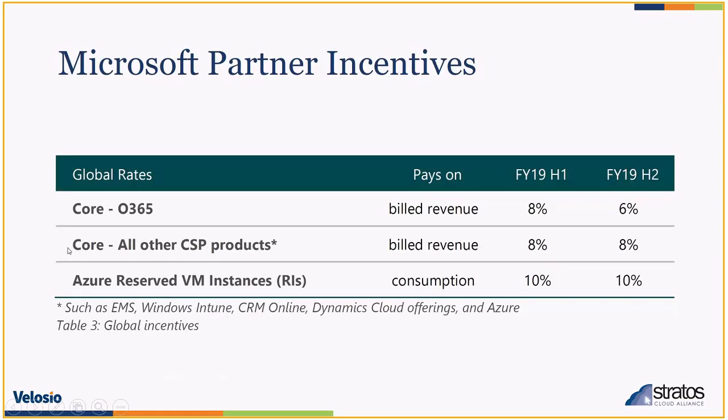The benefits that partners receive: an additional 8% on the core Office 365 offerings, and an additional 8% on all other CSP products. Those include CRM Online, Dynamics cloud offerings, and Azure. So these are massive incentives. They'll help drive additional revenue and profitability for your business in taking on these programs.